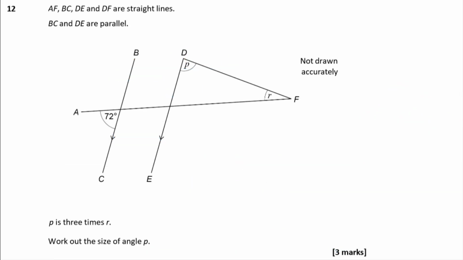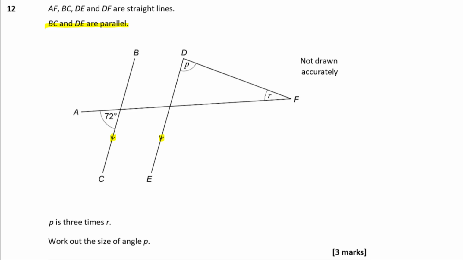Question 12. AF, BC, DE, and DF are straight lines. BC and DE are parallel. That's marked already, isn't it? So BC and DE being parallel, it's marked here. Look. It's always good to read the text though, because sometimes these things aren't added on. P is 3 times bigger than R. Work out the size of angle P.